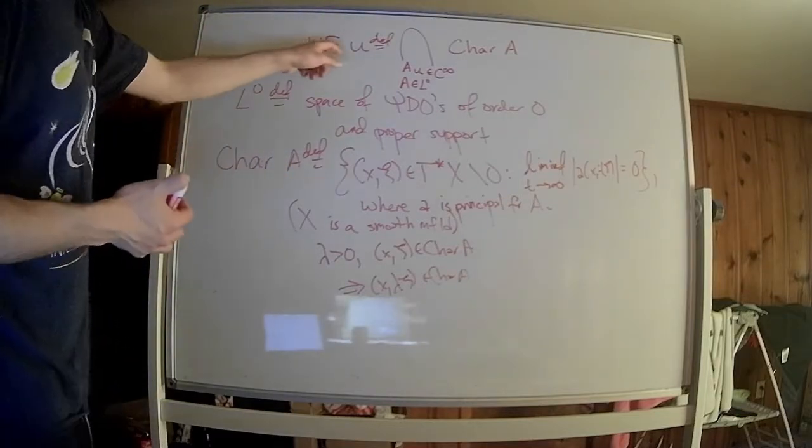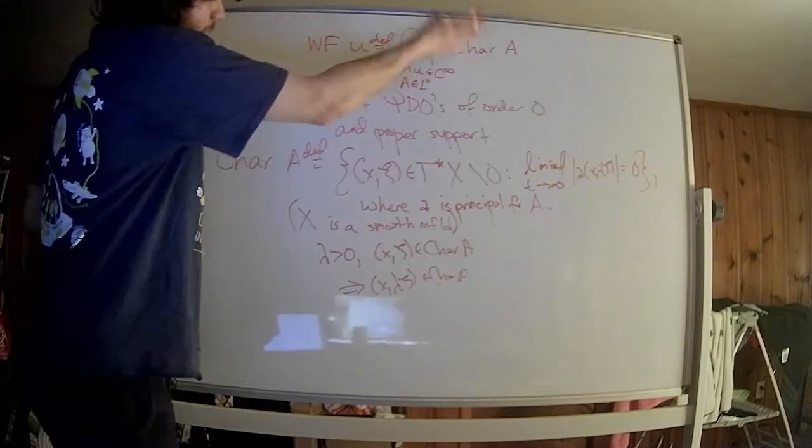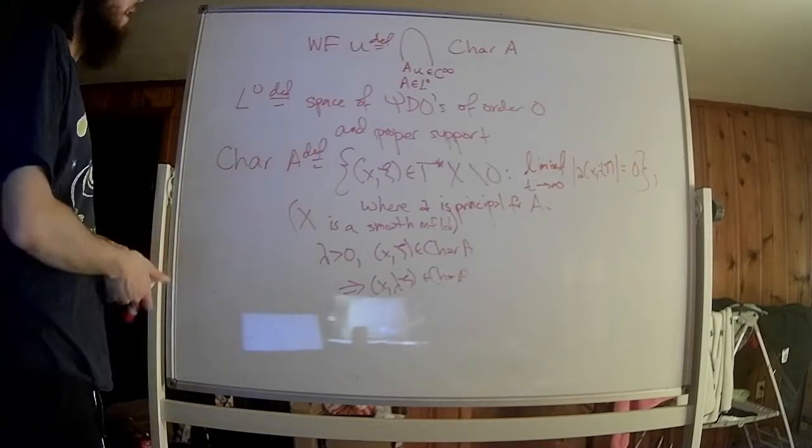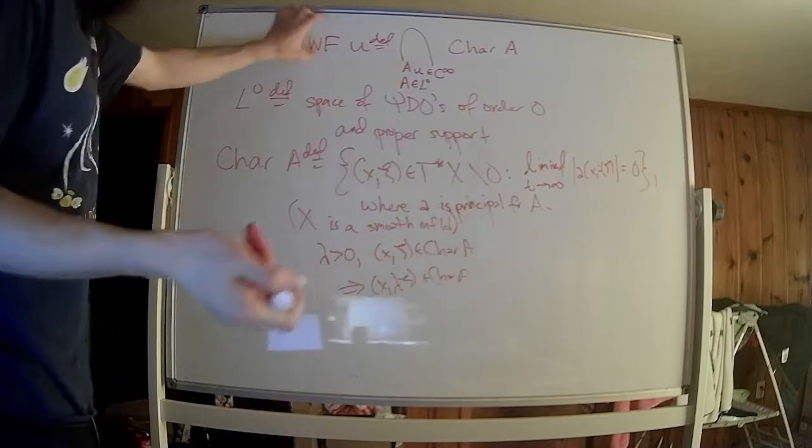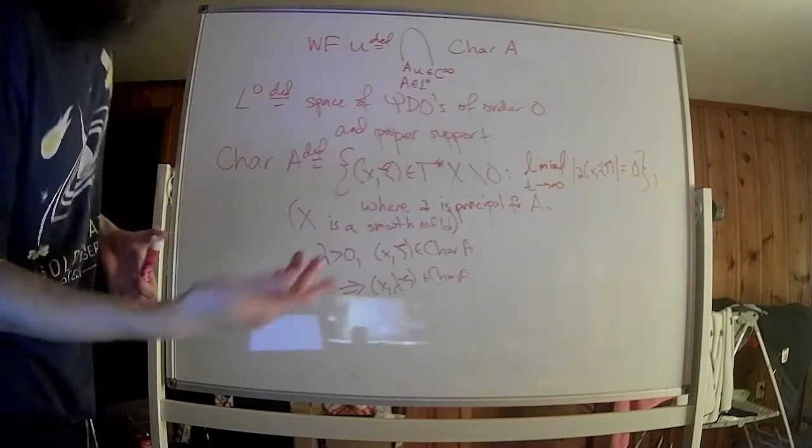So the wavefront set is going to be a conic set. It's going to be closed. Again, intersection of closed conic sets is a closed conic set. In general, like I said, it is not a cone bundle, but I think maybe you're supposed to think of it as kind of like a cone bundle.